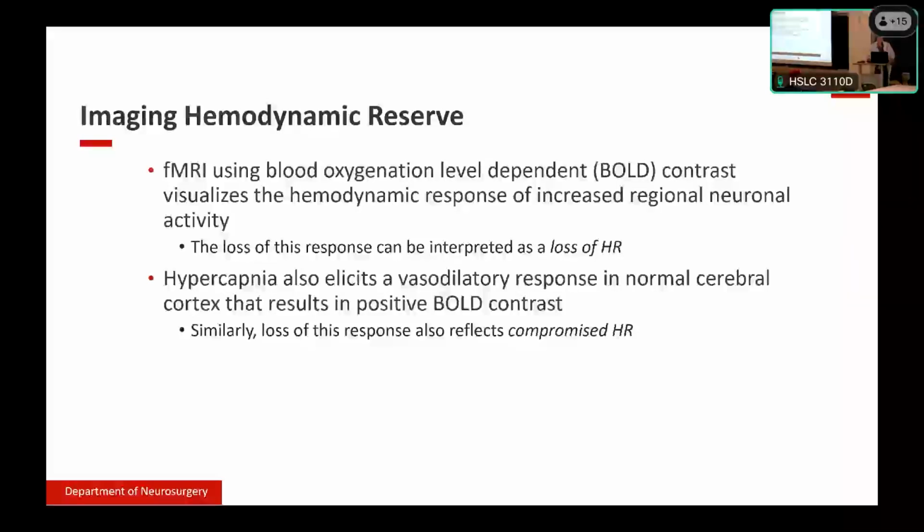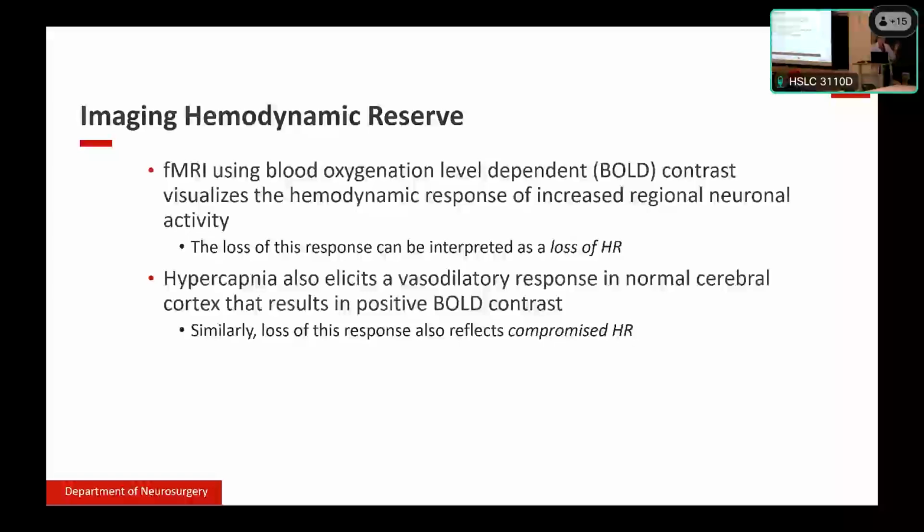So fMRI uses BOLD contrast. This is blood oxygenation level dependent contrast, and this visualizes the hemodynamic response of increased regional neuronal activity. And this loss of response can be interpreted as a loss of hemodynamic reserve. Hypercapnia also elicits a vasodilatory response in normal cerebral cortex that results in a positive BOLD contrast.